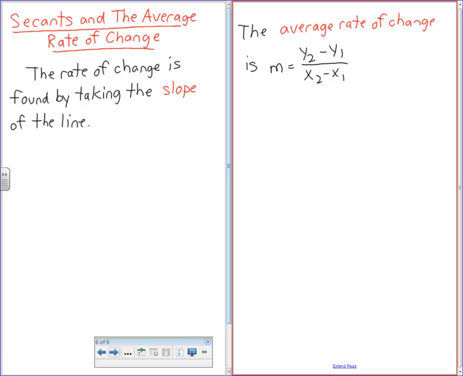Okay, we're going to do this a little bit differently in advanced functions just because I'm cruel. I do not like the word y. I don't like the word y2. Since we're in functions, what am I going to call y2? F of x2.